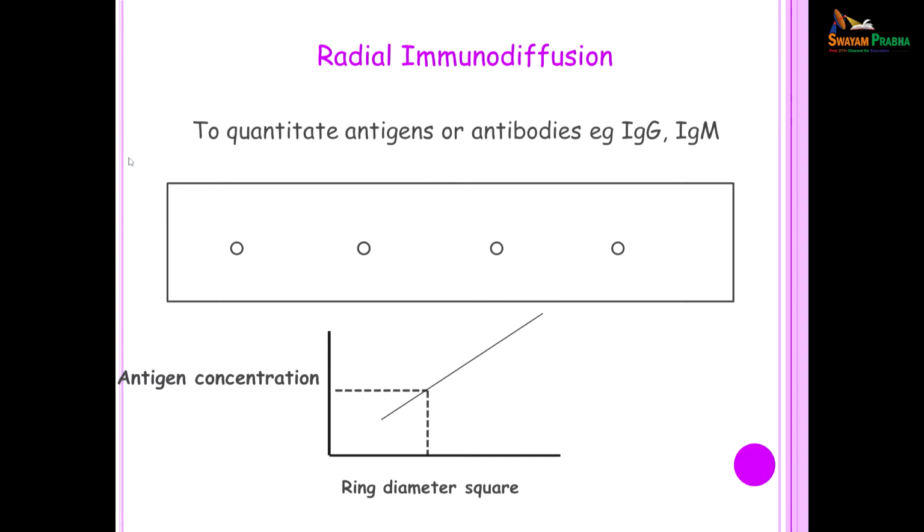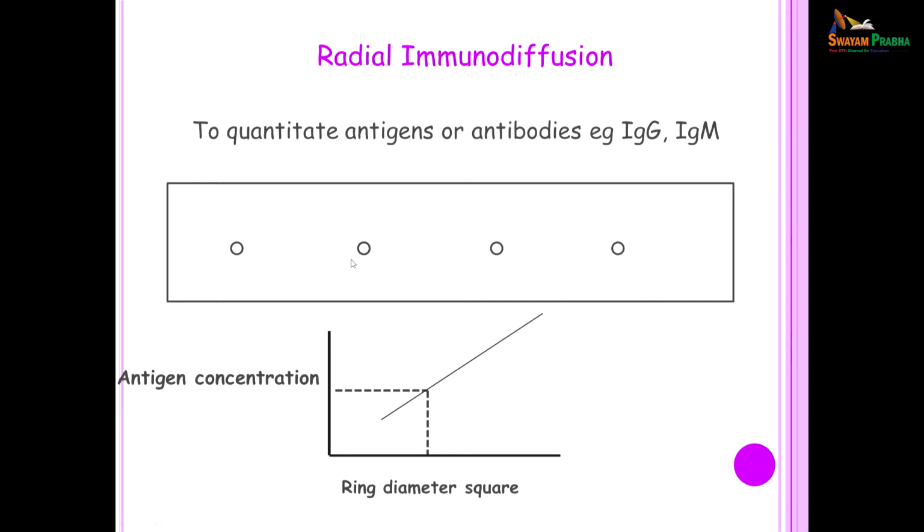Radial immunodiffusion test is an agar gel diffusion test which is used to quantitate either antigen or antibodies. It is generally used when we are doing quantitation of IgG or IgM immunoglobulins. We take a slide on which we pour a gel in which antibody has been incorporated. After that, we punch wells.